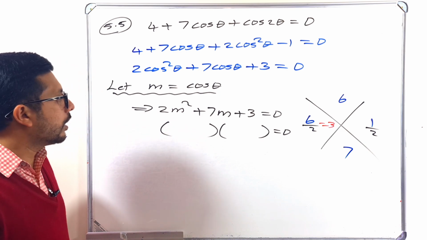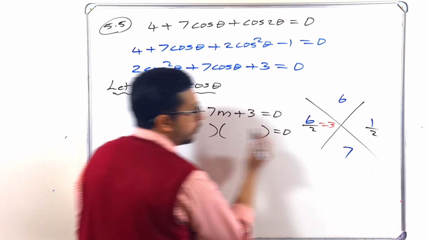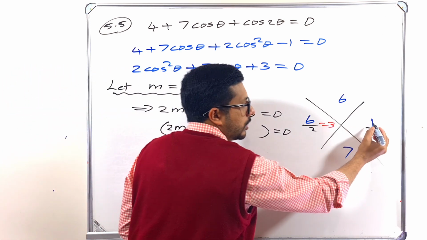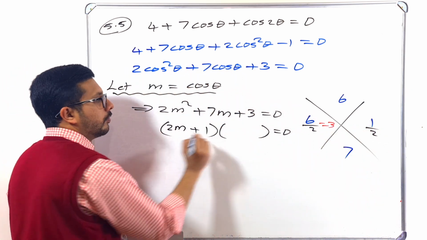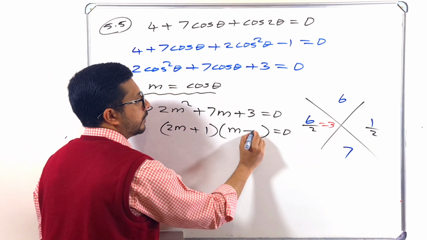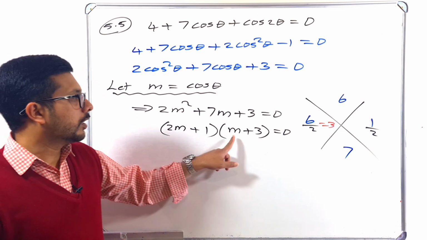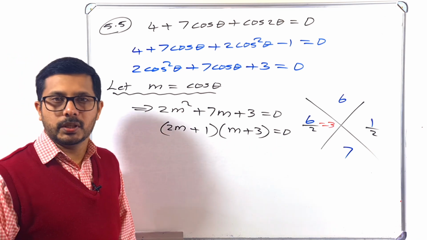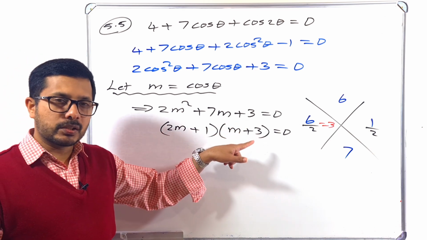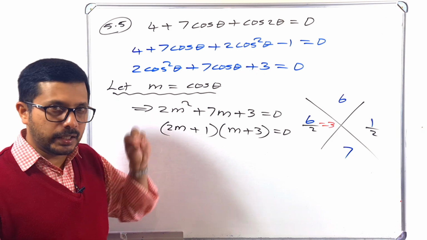Now look at how I am going to write this answer. These 2, I'm going to write like this, 2m. Here it is positive 1, so it is plus 1. Then this one is 3, so I must write it exactly like that, plus 3. So the factorization is (2m plus 1)(m plus 3) equal to 0. Those who don't understand this, you have to watch the algebra section, where I explain it clearly, in detail.